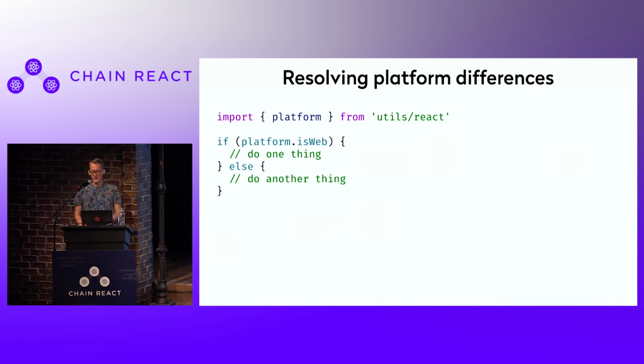Of course, the devil is in the details. And since we did not take the approach of bringing React Native to the web, you'll still have to deal with many platform differences, and you'll have to resolve them. So the first and simplest approach is to just if-else it. And just like React Native has a platform export that allows you to differentiate between iOS and Android, we have the same thing, but we also add isWeb and isNative to the mix. In most cases, that's really all that's needed. Most differences are very simple.